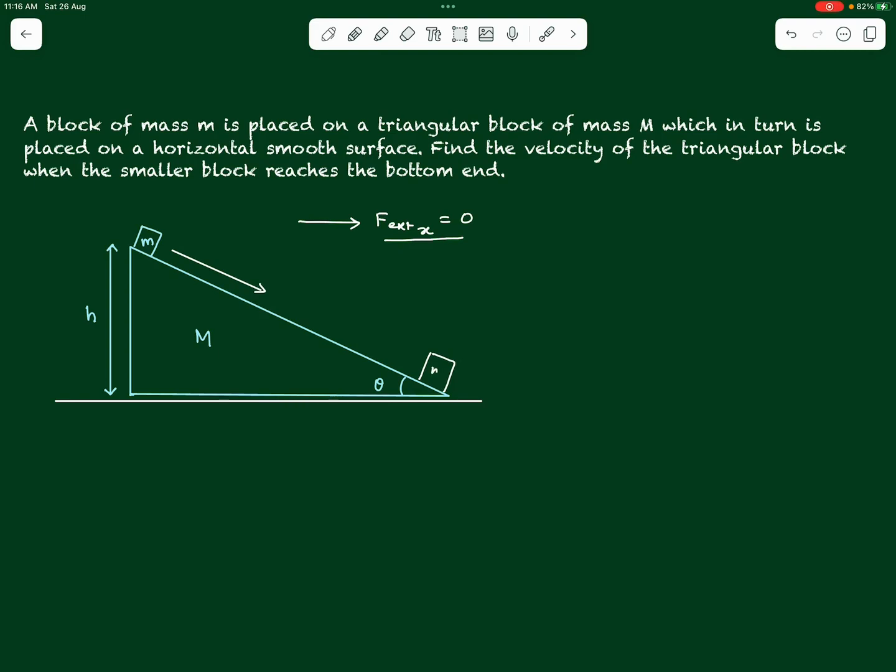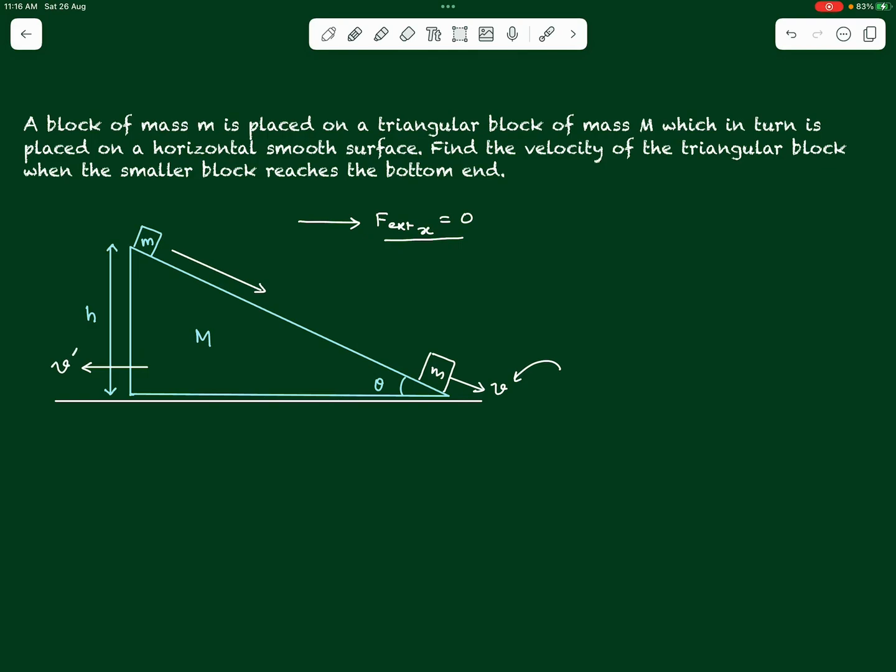Now if we have to proceed with the mathematics of this question, let us assume that by the time the small block m reaches the bottom, it acquires a certain velocity. Let us take that velocity to be along the incline. Let's say the block has a velocity v along the incline. Do you understand this v is actually the velocity of the block with respect to the triangular wedge? Why? Because the triangular wedge is also moving towards the left. Let's call this velocity v dash.